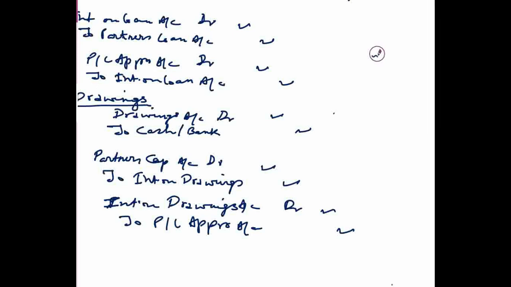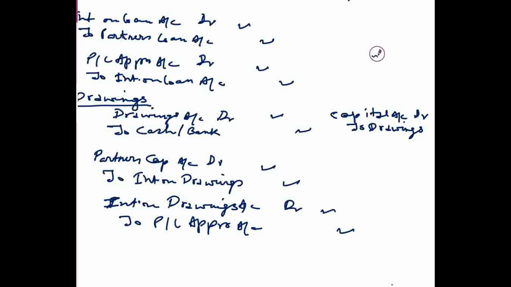Drawings to cash and then capital account debit to drawings. Anyways, the drawings account gets closed. I was actually passing the net entry, capital to cash, but it's better when we pass the journal entry. So let us show it. Drawings debit to cash and then capital account debit to drawings.